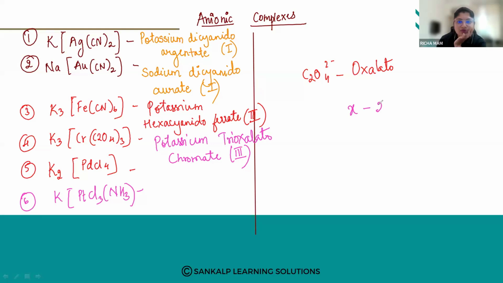So how to find the charge x? The oxalato charge is -2, so -2 into 3 equals -6. Then x minus 6 equals -3, so x equals 3. So the charge is +3. Got it? The oxalato charge is -2 and there are three oxalato, so 2 into 3 is -6. So like this, the charge is found out. Okay, next one.